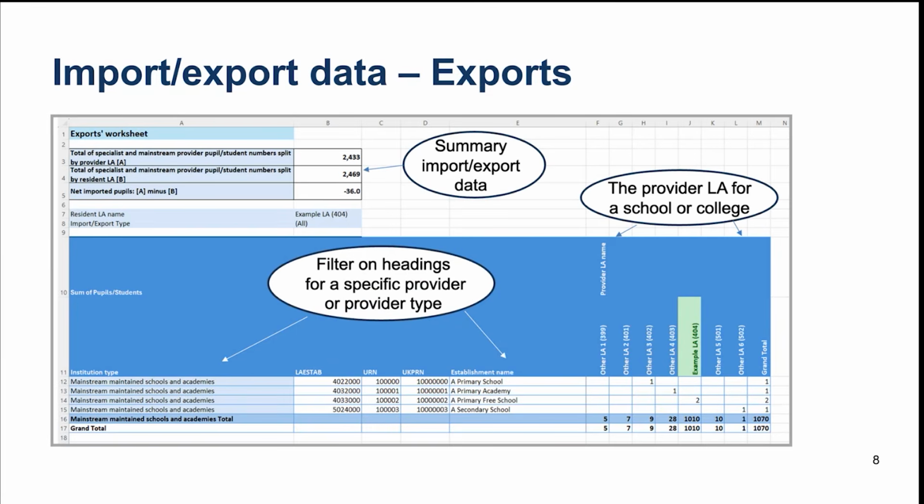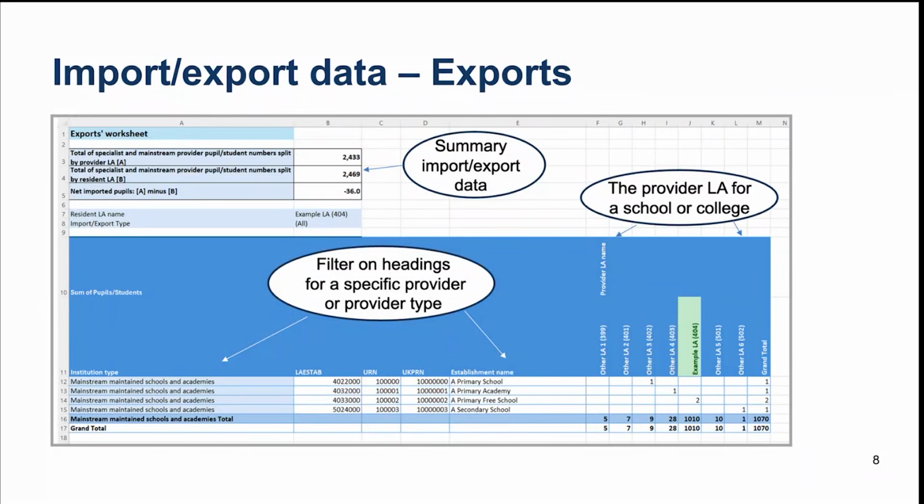So first of all, we're looking at the export sheet in the data. So this sheet includes data for all those high needs pupils and students that live in your local authority area. The first few rows in the top table are the same as those in the summary sheet earlier. At row 11, you can filter by institution type or for a specific provider. The local authority columns from F onwards show the provider local authority for that school or college and the number of high needs pupils or students living in your local authority area attending that provider.